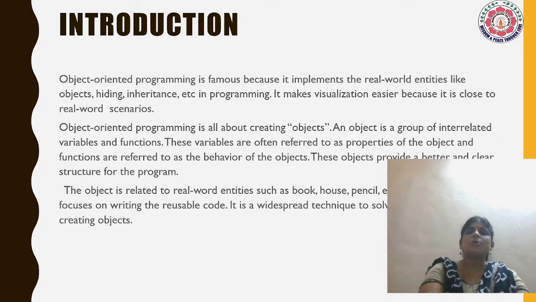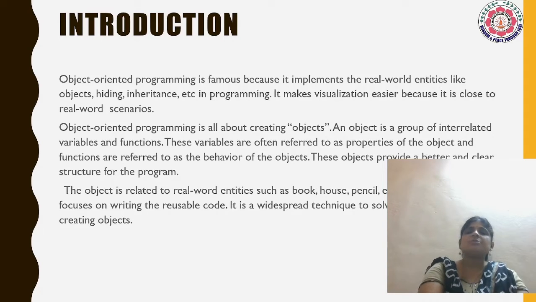Object-oriented programming is all about creating objects. An object is nothing but a group of interrelated variables and functions. These variables are often referred to as properties of the object, and functions are referred to as the behavior of these objects. These objects provide a better and clearer structure for us to understand programming. An object is related to real-world entities such as a book, pencil, house and so on.